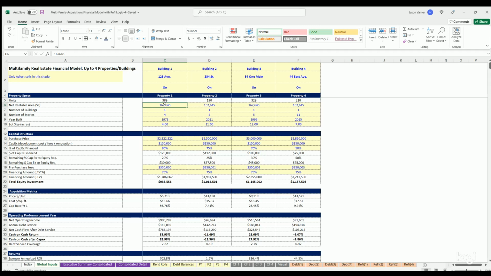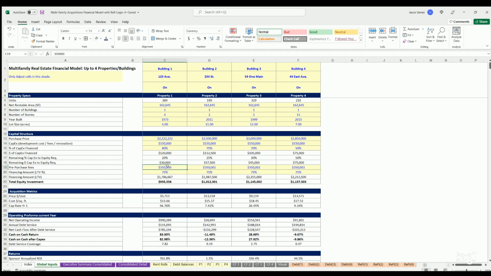We start up at the top. So net rentable square foot, number of buildings, number of stories, year built, lot size in acres, just some general information about the properties. Then we've got the capital structure. So here's your purchase price, your acquisition price, the capex, if any, percentage of capex that is financed. You've got the amount of capex financed, remaining percentage of capex to equity requirement, remaining equity requirement. So essentially, this is the split between financing and equity of the capex.